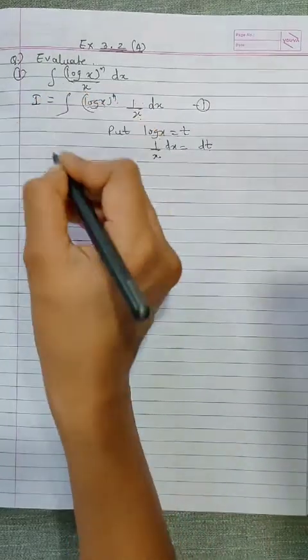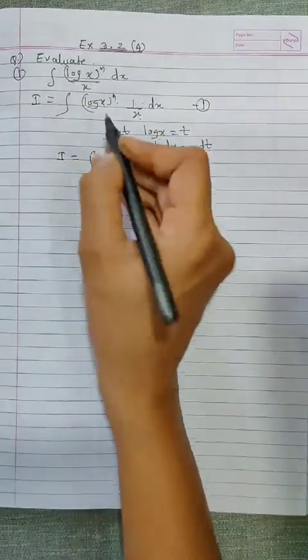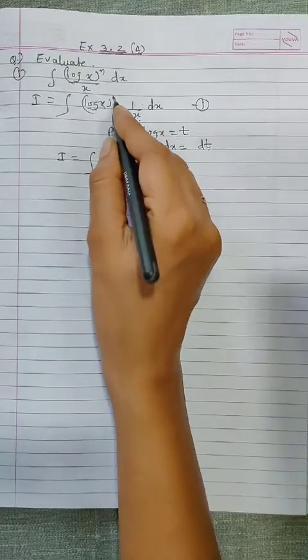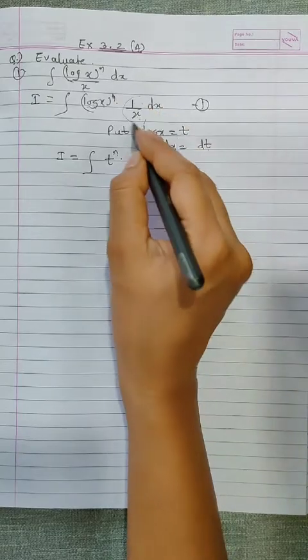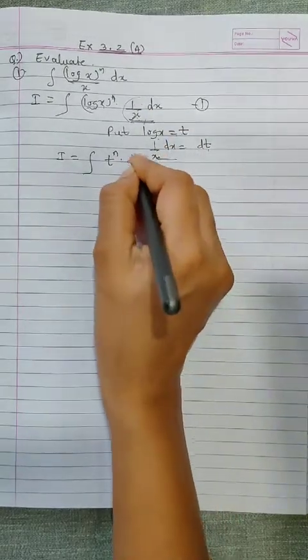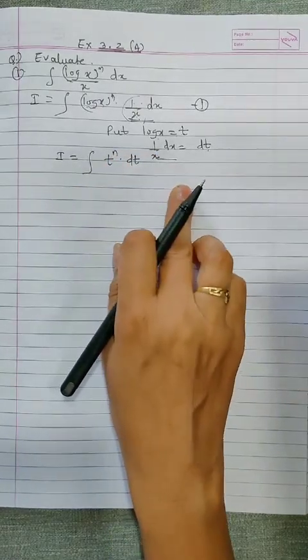Say this is I. So your I will become integration. Now log x, what is log x? It is t. Power is n, into 1 by x dx. What is 1 by x dx? 1 by x dx is dt. So in this way you have to apply the substitution method.